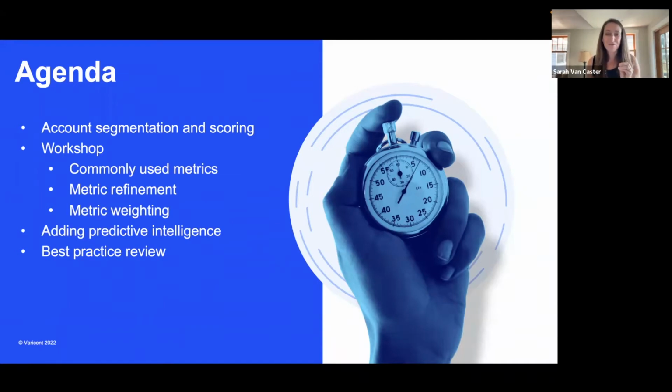Okay, these are the 3 to 5 metrics that apply to me. What we want to do is provide you with a framework so you really can more thoughtfully approach your account scoring and how you evaluate your customers, and just give you some tools to really help improve those efforts. We'll also talk briefly about adding predictive intelligence to your scoring practices.